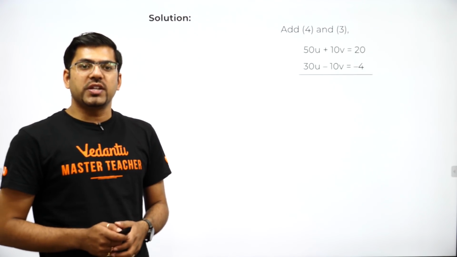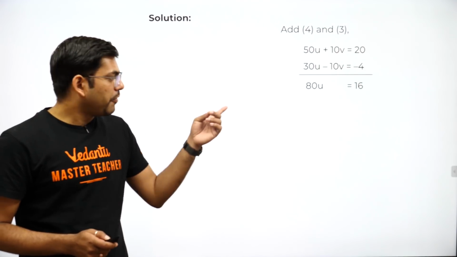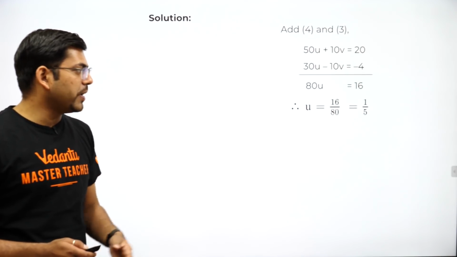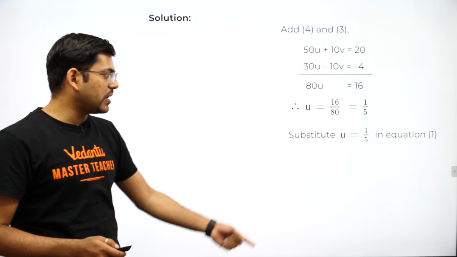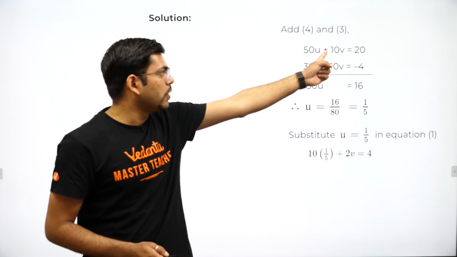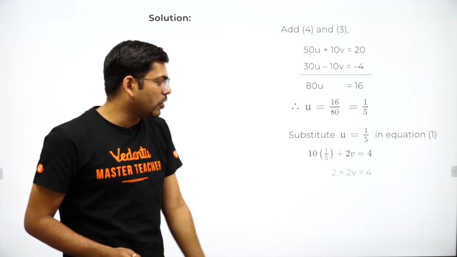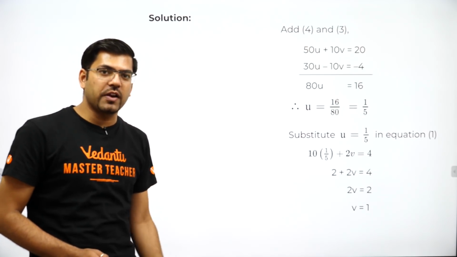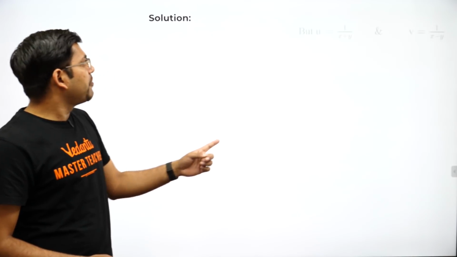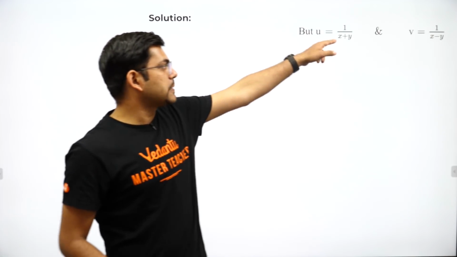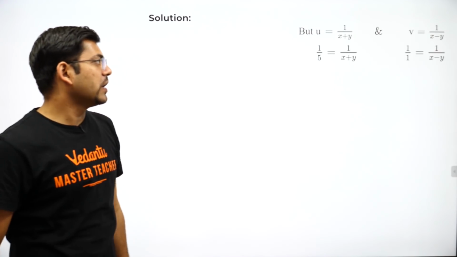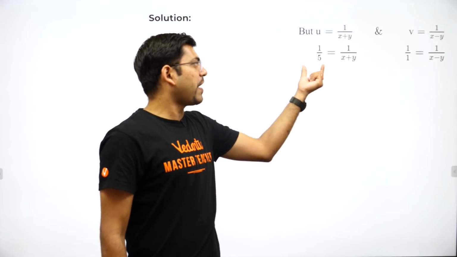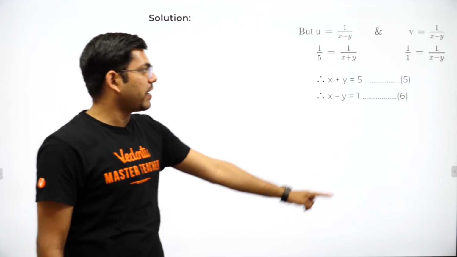80u is equal to 16, so u will be equal to 1 upon 5. Substituting this value in the first equation, we will be getting the value of v, which is equal to 1. So I have got the values of u and v, and u and v were 1 upon x plus y and 1 upon x minus y. So equating them to their values, I will be getting x plus y equal to 5 and x minus y equal to 1.